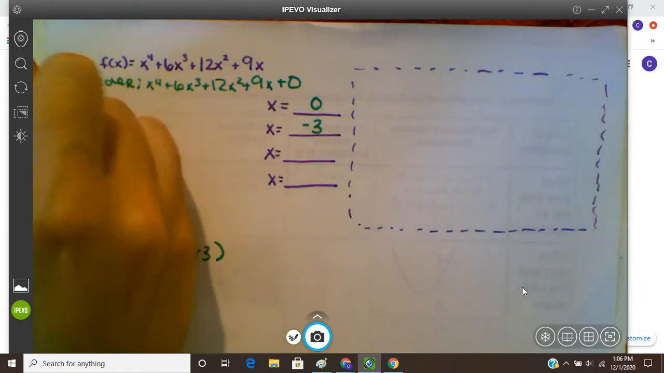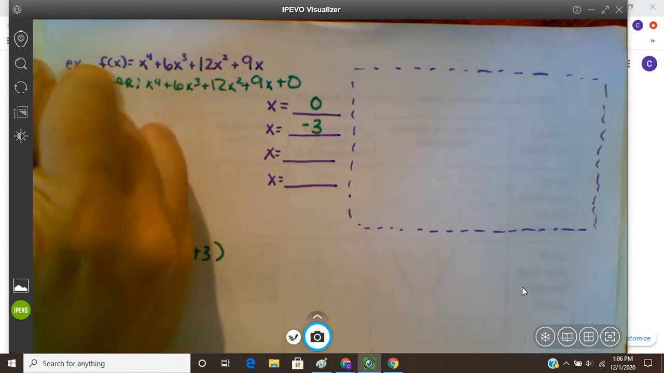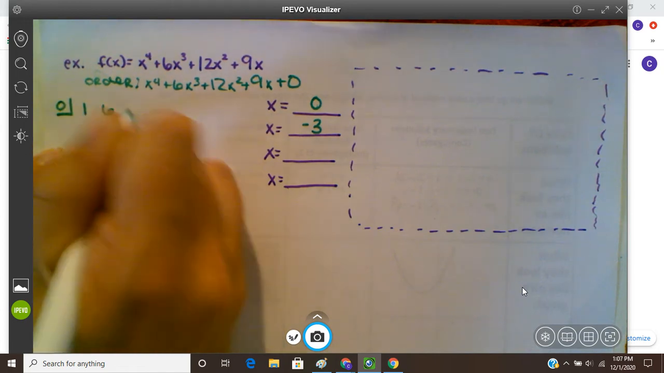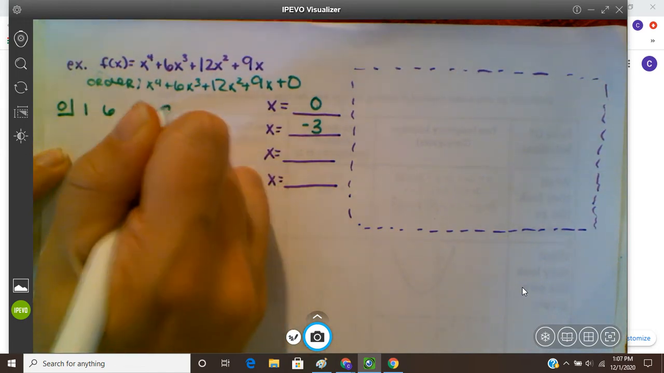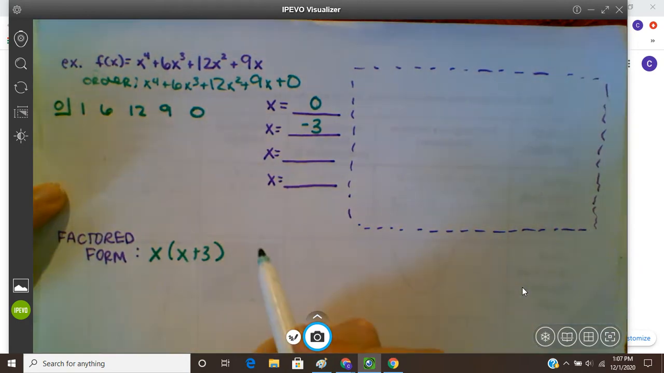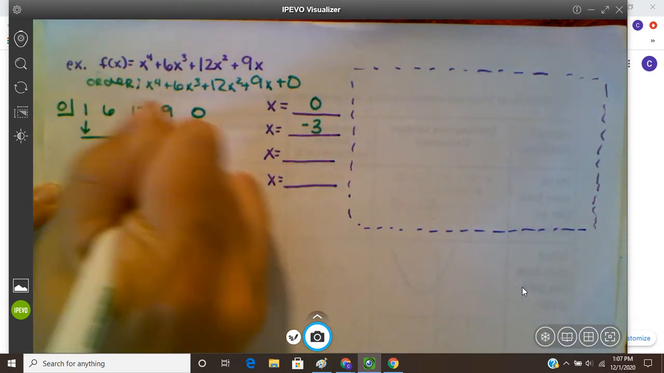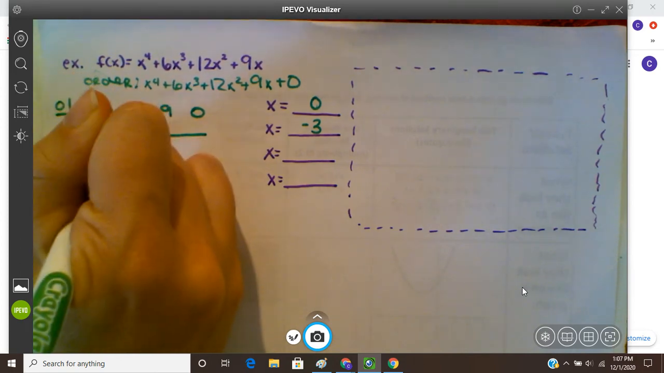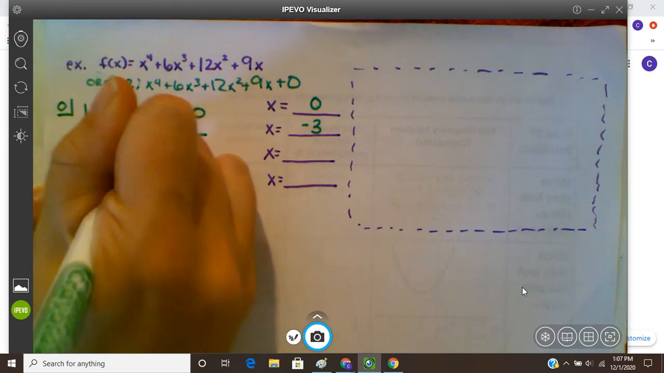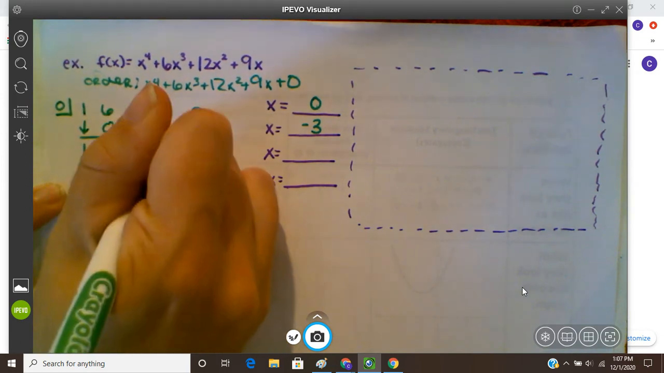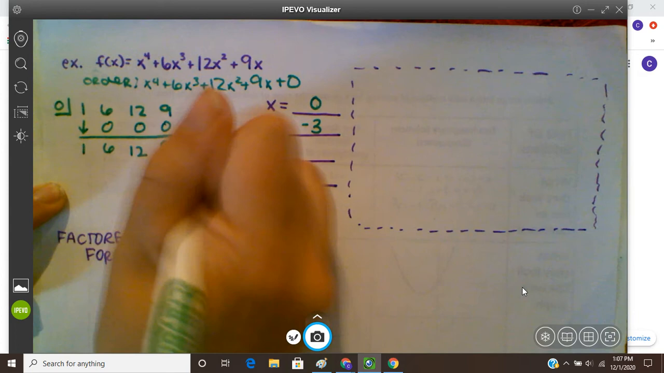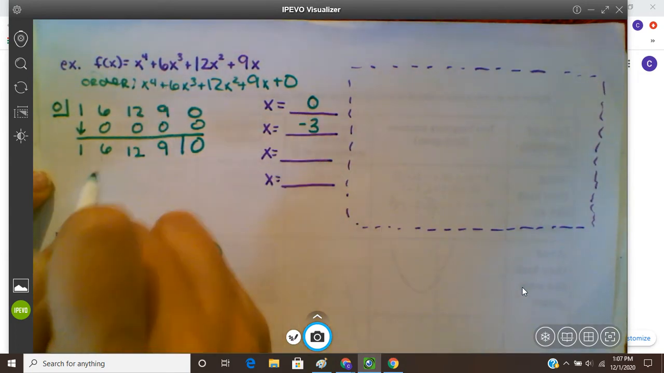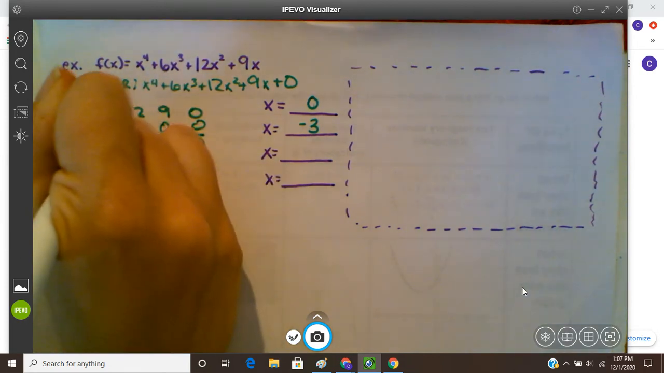So when you go to synthetic divide, I'm going to use 0 first here. Your coefficients are 1, 6, 12, 9, then 0. Synthetically divide. You get a 1, 6, 12, 9, 0 in the remainder spot. Yeah, we knew that. That was to the 4th, so this is to the 3rd.